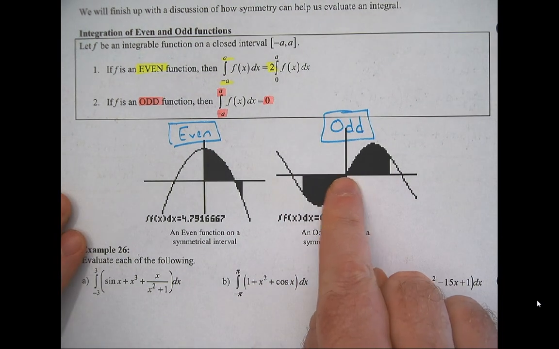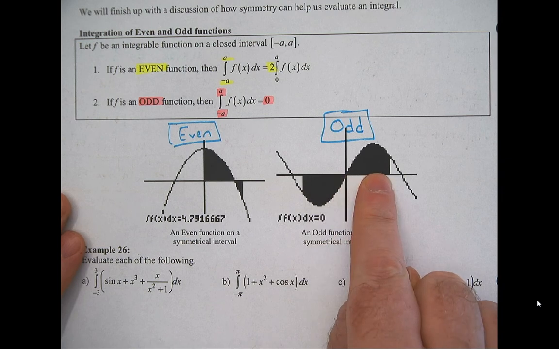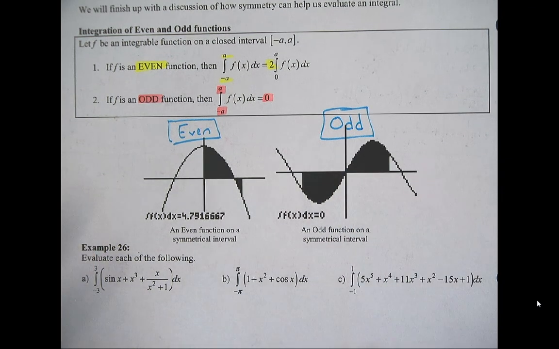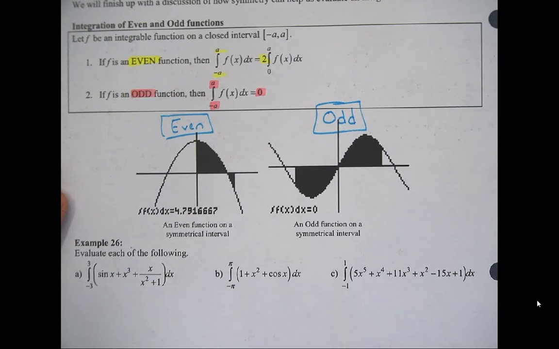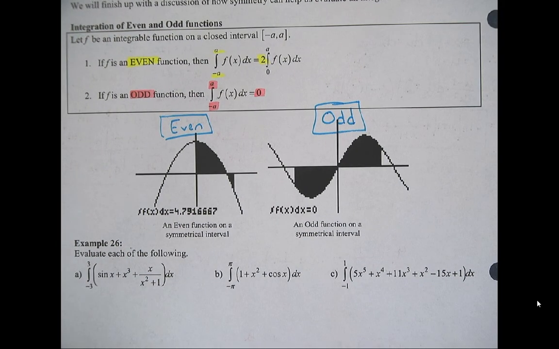Because no matter how far you go to the left and then how far you go to the right, one of those is going to be above the x-axis. The other one's going to be below the x-axis. It's going to be exactly the same areas. One's going to be positive, one's going to be negative.